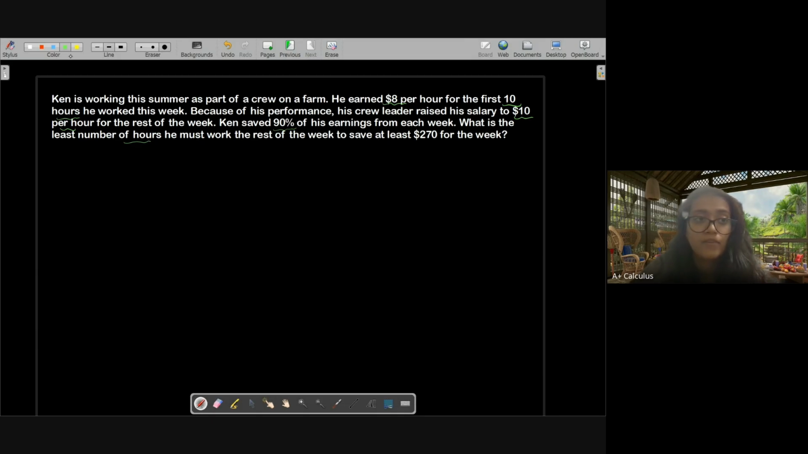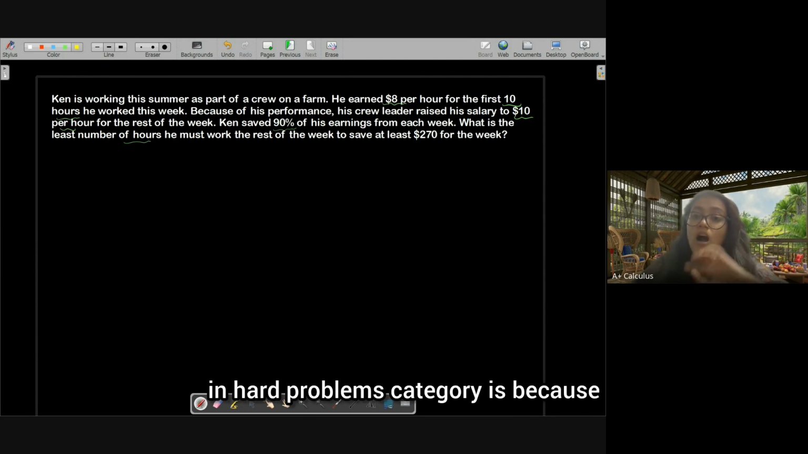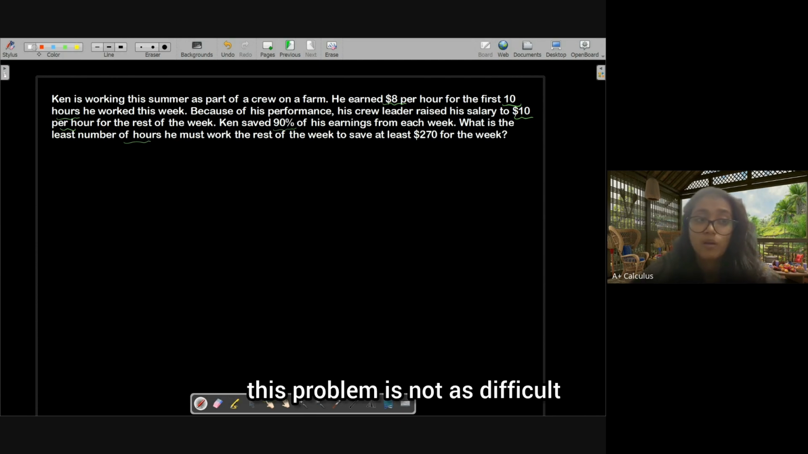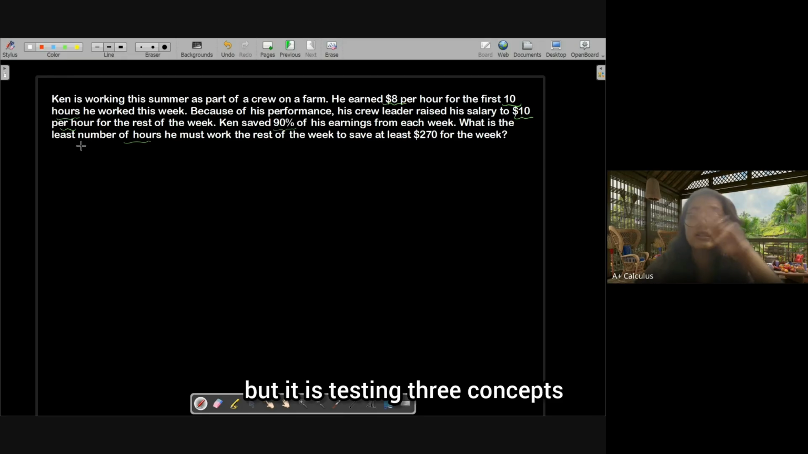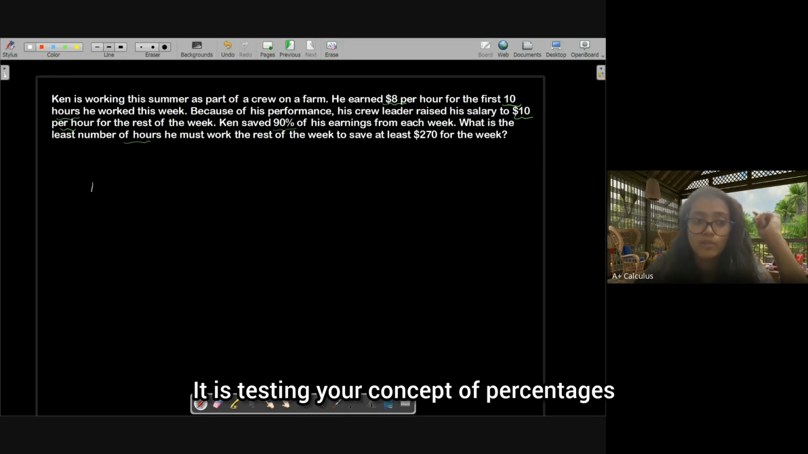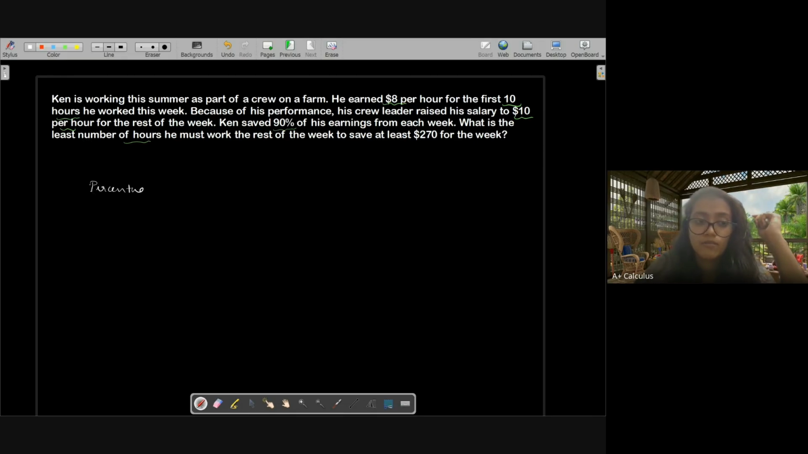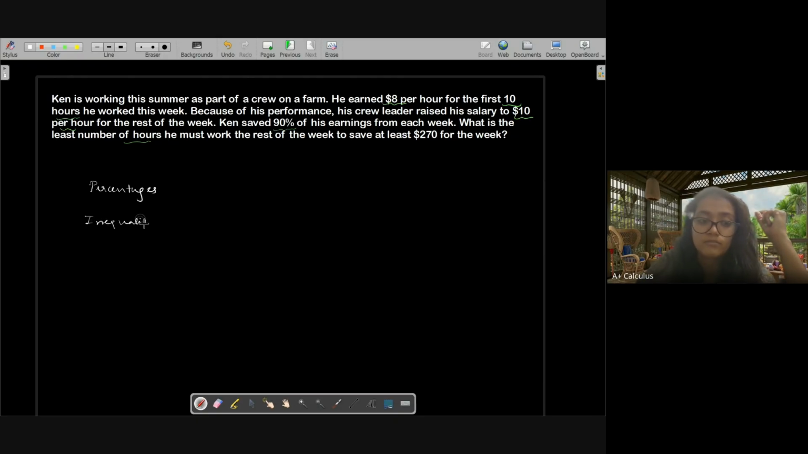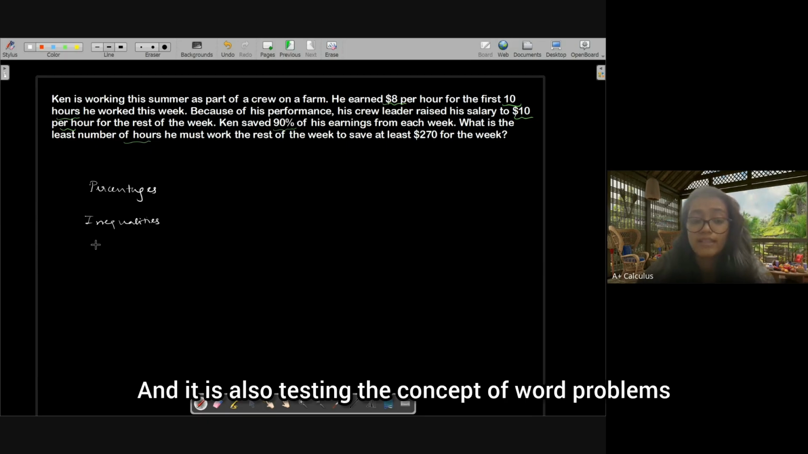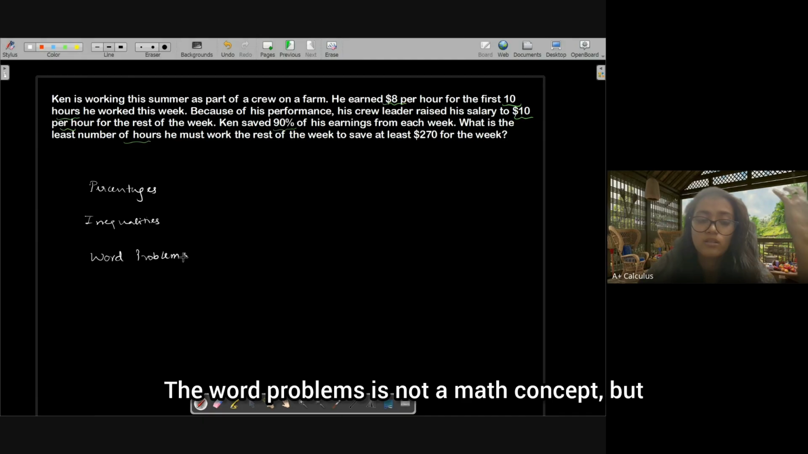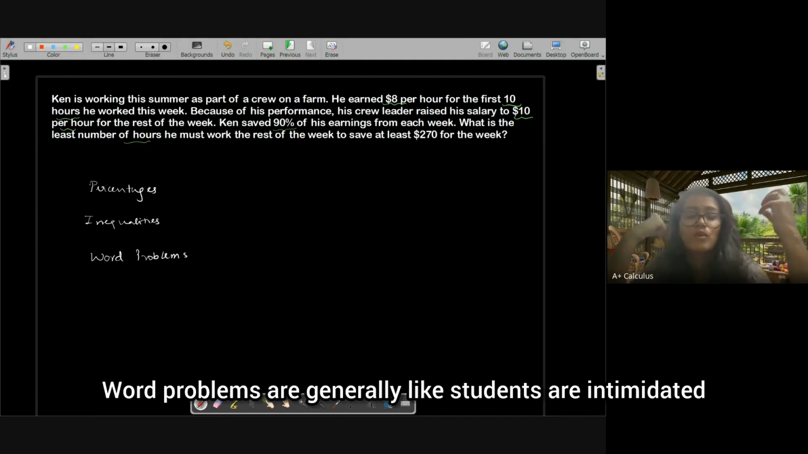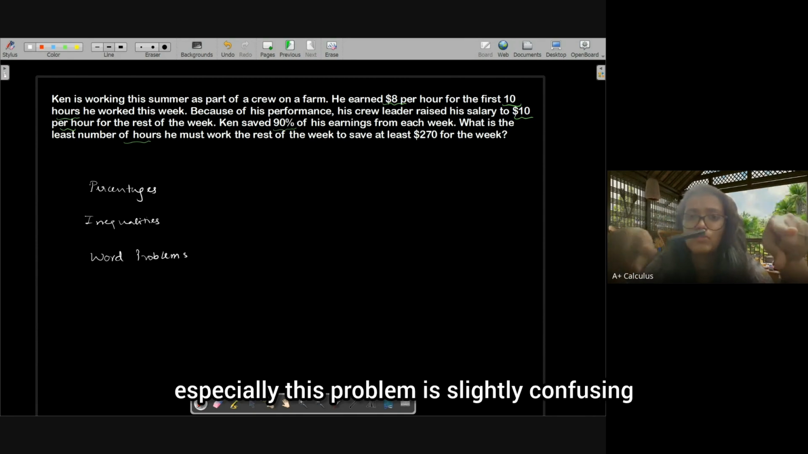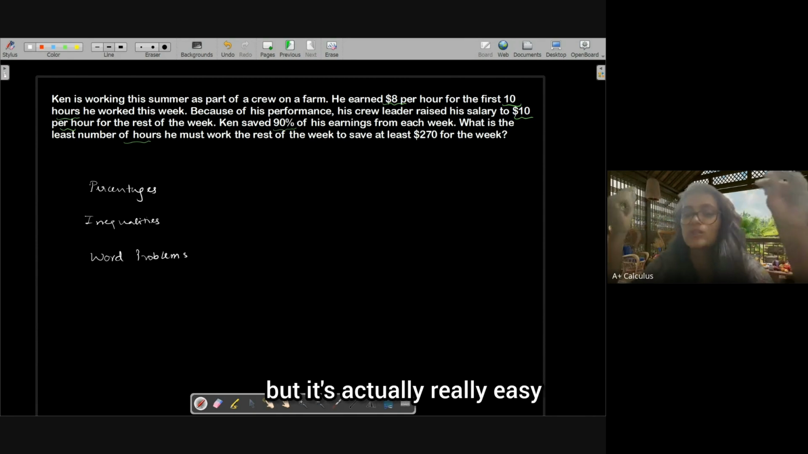for the week? Now, the reason I have kept this problem in the hard problems category is because this problem is not as difficult, but it is testing three concepts. It is testing your concept of percentages. It is testing the concept of inequalities. And it is also testing the concept of word problems. Word problems are not a math concept, but students are generally intimidated by them. Especially this problem is slightly confusing, but it's actually really easy.